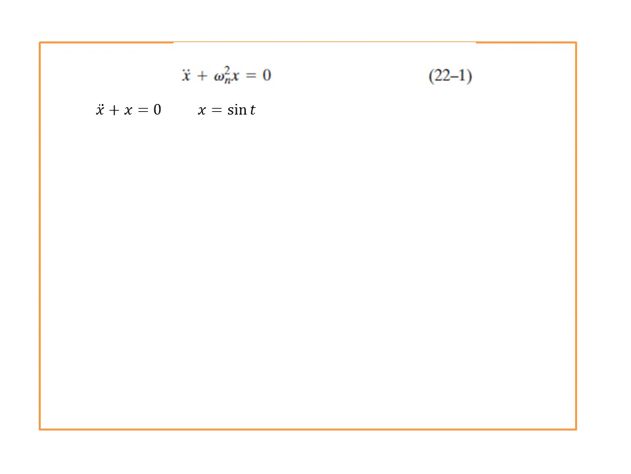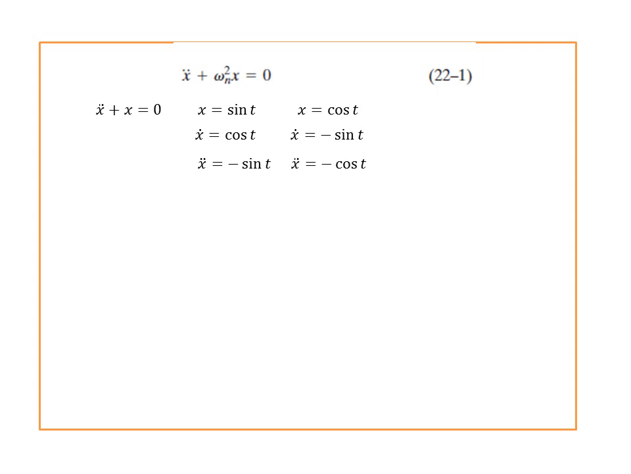Let's say, for example, x is equal to sine t. Our parameters, the variables, are displacement and time. So x is displacement, and t is the time element. When we take the derivative of sin t, it becomes x dot equals cosine t. And when we take the derivative again, it becomes negative sin t. How about if we make x equal to cosine t? The derivative becomes negative sin t, and the derivative again becomes negative cosine t.